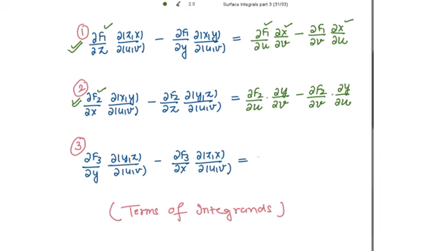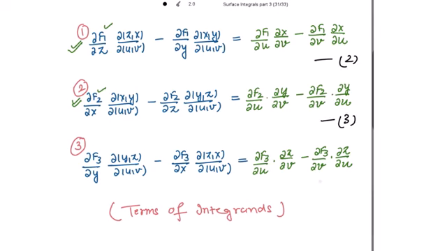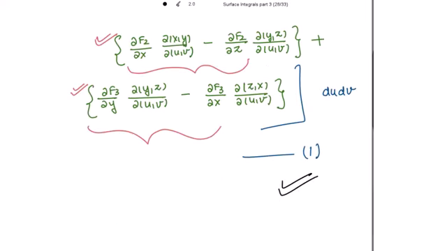Similarly, writing the third term, ∂f3/∂u into ∂z/∂v minus ∂f3/∂v into ∂z/∂u. Marking this as 2, this as 3, and this as 4, and now I am going to put all these values 2, 3, 4 in 1, in this main equation. And the left hand side of this is the surface integral of curl of f vector dot product with n vector ds.